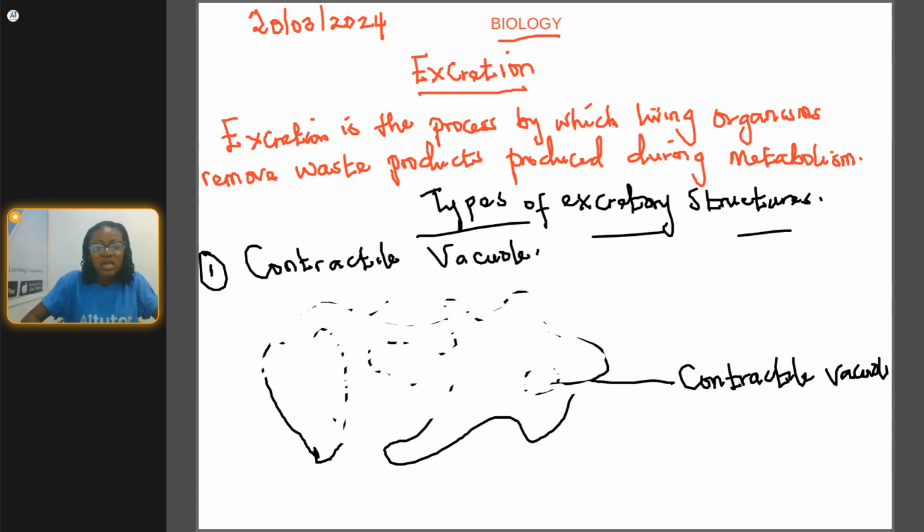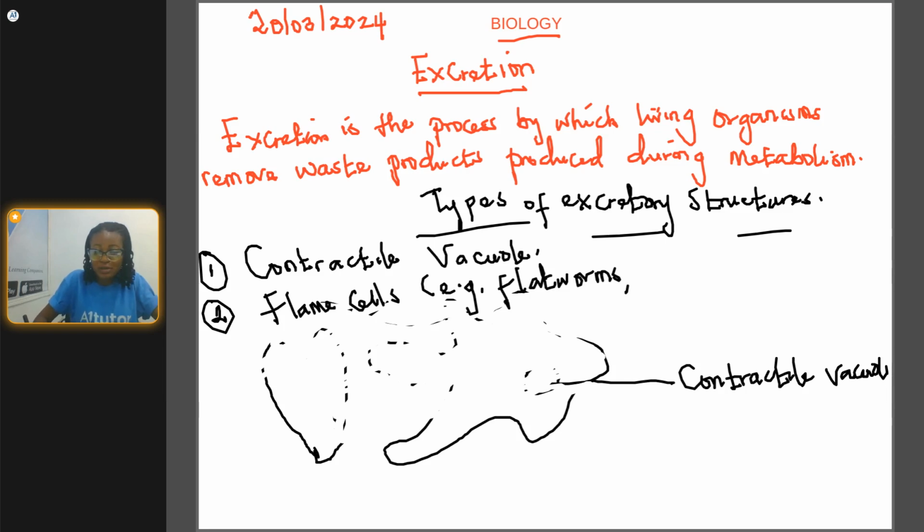All right, so the second excretory structure is the flame cells. You can find this in flatworms, planaria. And what is the function of the flame cells? It's a network of tubules, and it helps to remove metabolic waste.